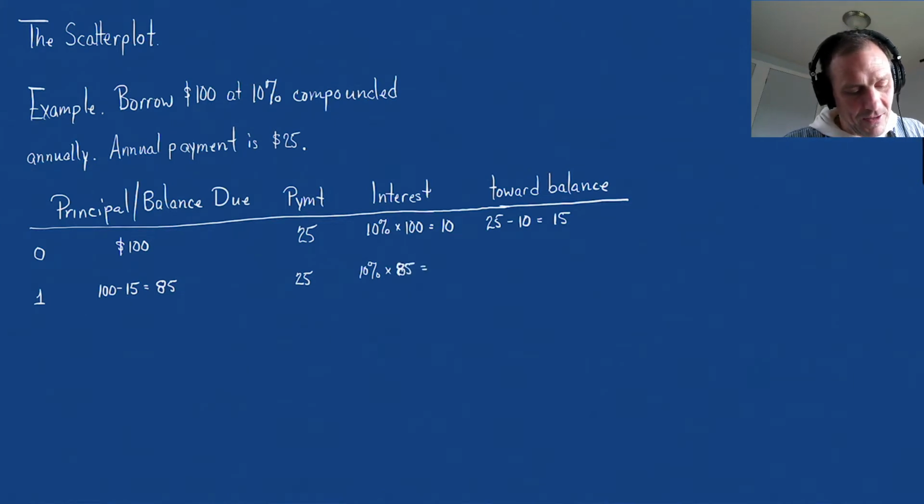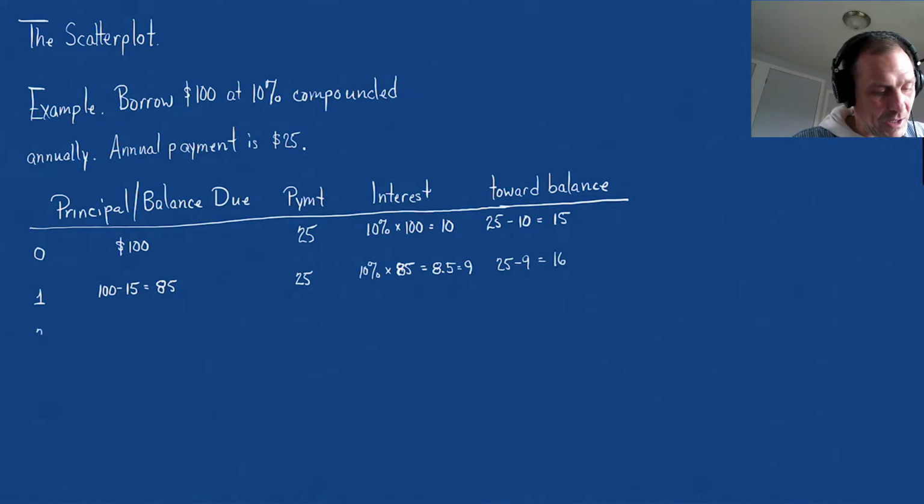Of 85, this is 8.5. We'll just round this to $9. So $9 of that is interest. So then we take 25 minus the 9. So $16 goes towards decreasing the balance. So at the beginning of year 2, we have the 85. We subtract 16. So that would be, oh goodness gracious, $69.